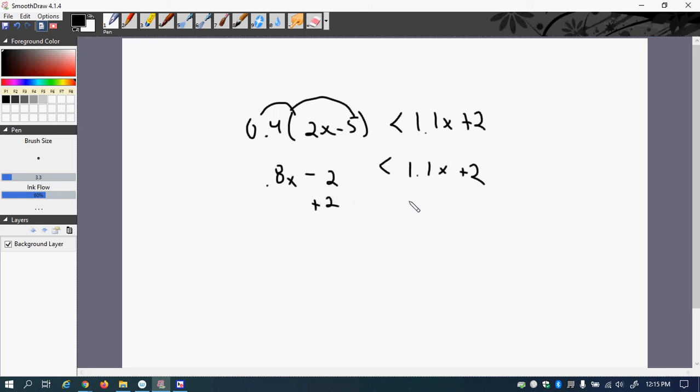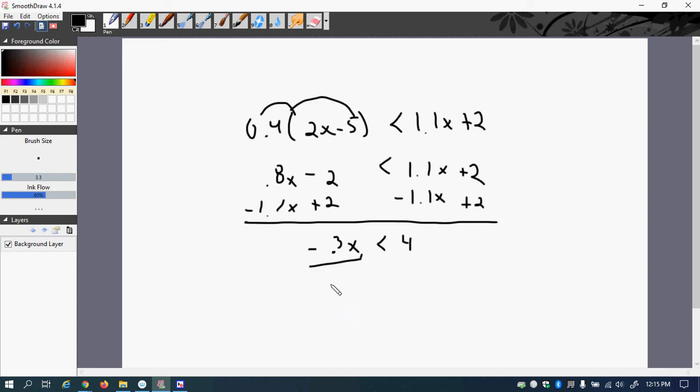Okay, I'll add 2 to both sides. I'll subtract 1.1x from both sides. Then I'll get 0.8 minus 1.1, which is negative 0.3. Because we're subtracting, right? You have $1.10, and you just spent 80 cents, because this is subtracting that you're doing here. So that would be 0.3. And then this goes to 0, and 2 plus 2 is 4.